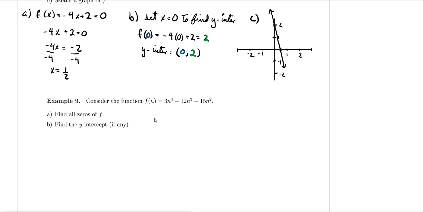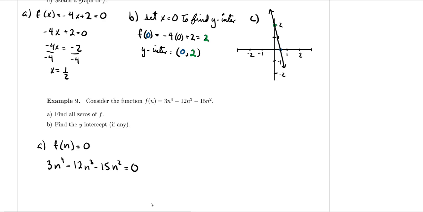So again, this time around, since we're trying to find the zeros, we're trying to see what n values make the function 0. So in other words, when is f of n equal to 0? So we set our function equal to 0. So we have 3n to the 4th minus 12n cubed minus 15n squared equals 0.